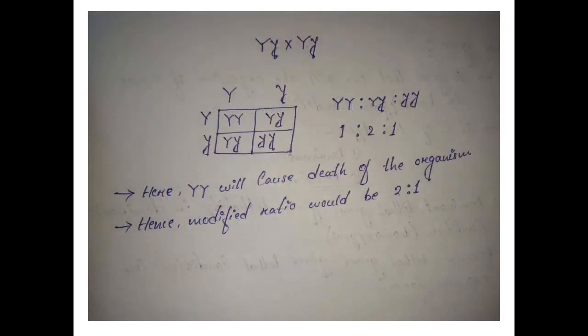Here F1 individuals are self-crossed, and he noticed that four types of offspring are formed, that is capital Y capital Y, capital Y small y, capital Y small y and small y small y, in the ratio of 1:2:1. But instead of this ratio, it forms a 2:1 ratio, because capital Y capital Y, that is homozygous dominant for yellow, acts as a lethal gene and kills the offspring. So instead of the 1:2:1 ratio, 2:1 will occur.